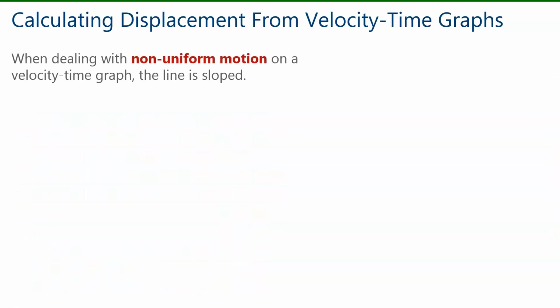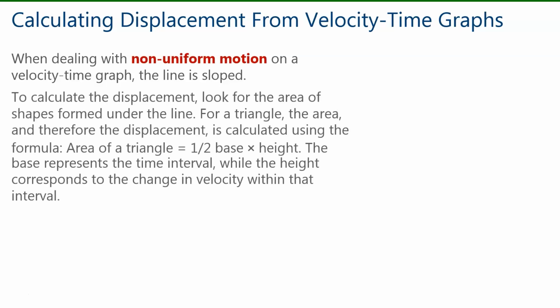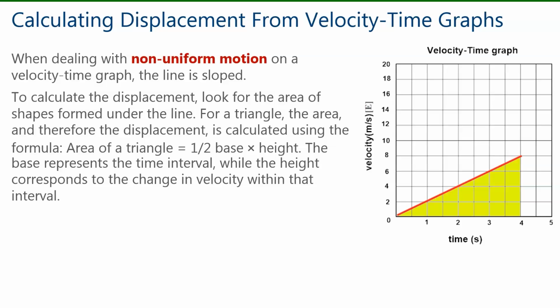When dealing with non-uniform motion on a velocity time graph, the line is sloped. To calculate the displacement, look for the area of the shapes formed under the line. For a triangle, the area, and therefore the displacement, is calculated using the formula area of a triangle is half the base times the height. The base represents the time interval, while the height corresponds to the change in velocity within that interval.